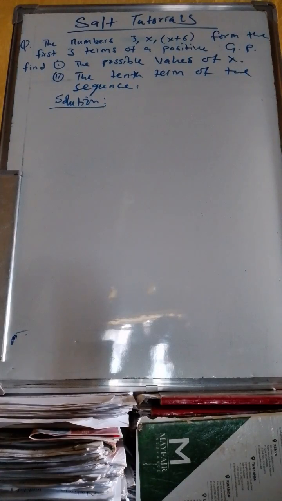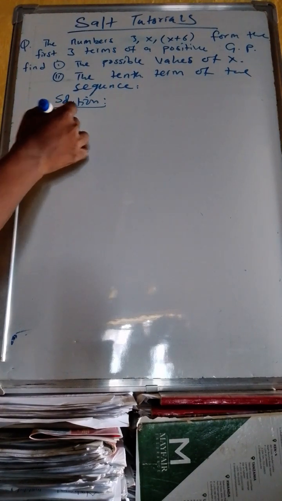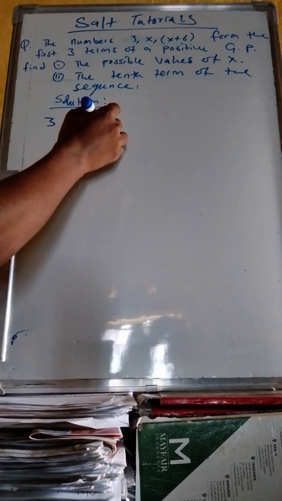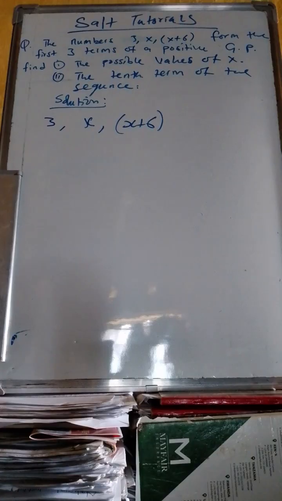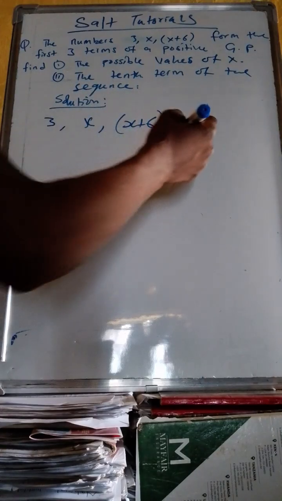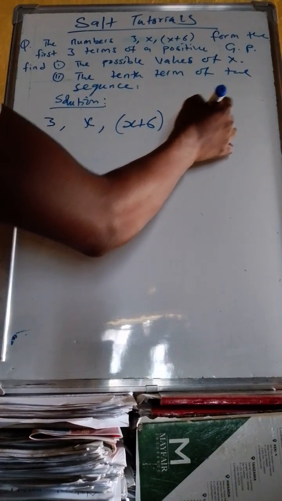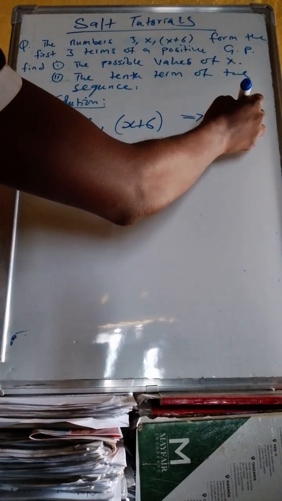So there are some key terms which you have to be familiar with there. Number one, we have terms listed for us. There are three terms which have been listed. The terms are 3, x and x plus 6. These are the three terms which have been listed. We've been told that these are forming what is known as a geometric sequence.